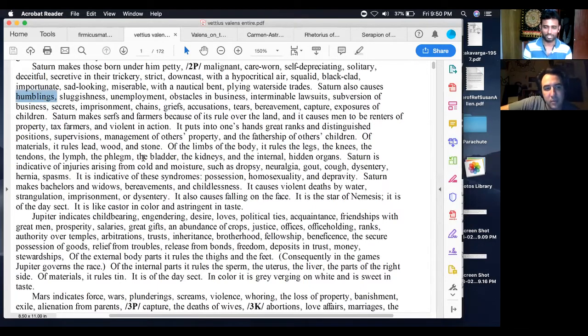So that's there. And sluggishness, that's the basic quality of Saturn. Slow. What he brings comes usually with time. He's the Lord of time in general. So yeah, humblings, that's really important. He brings us to our knees and makes us realize what's really important through things like unemployment and obstacles in business, indeterminate lawsuits, subversion of business, secrets, imprisonment, grief, tears and bereavement. And it's really reminding us what's important at the end of the day.